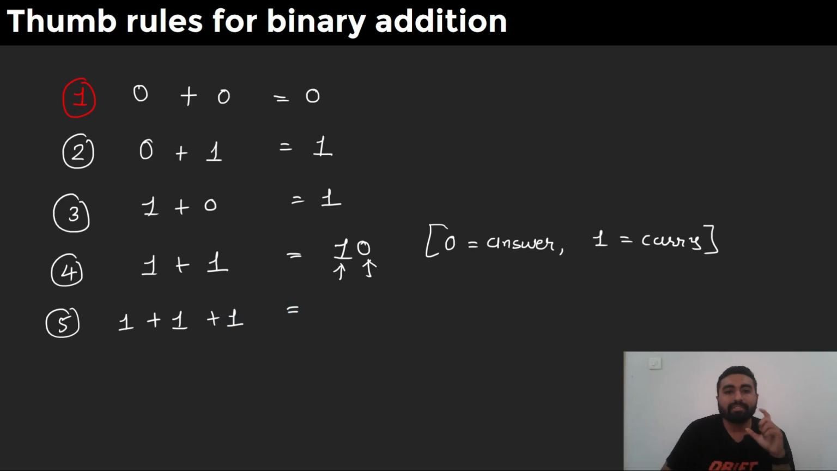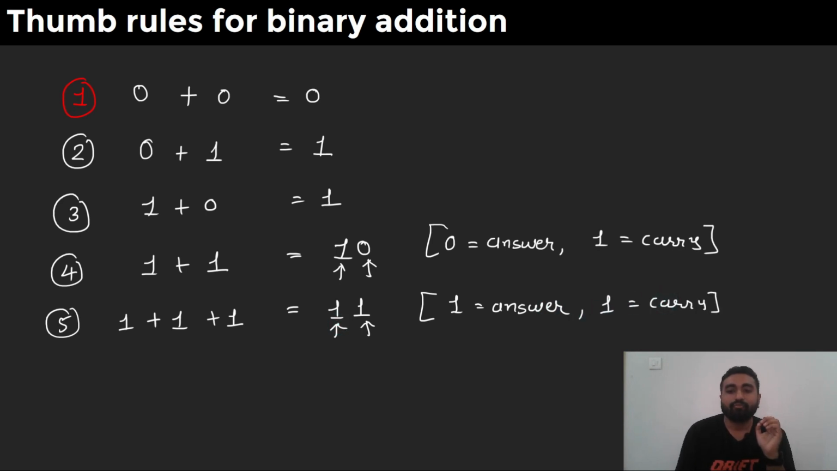And there is one fifth thumb rule also, that 1 plus 1 plus 1. If you are having this kind of situation, simply it should be 3, but it is definitely in the decimal, not in the binary. So 1 plus 1 plus 1 in the binary will become 11. Here this 1 will be your answer, and another 1 will be your carry. If you are able to understand these thumb rules, you are very much clear with binary addition. Binary addition is the simplest topic in digital electronics.